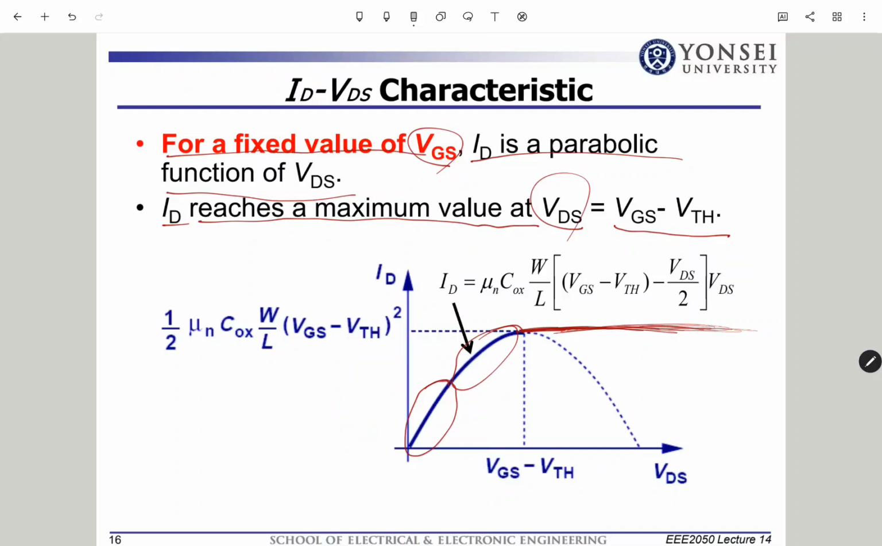And now, in order to find the maximum value for this, what do we have to do? This is a quadratic equation, right? In order to find the quadratic equation's maximum, what do we have to do? We gotta find what?